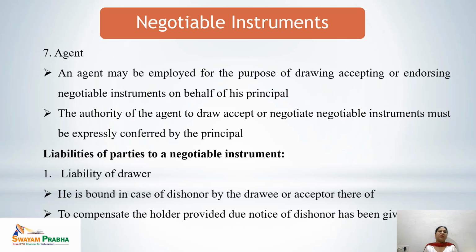Next, let's discuss the liabilities of parties to a negotiable instrument. Firstly, we will discuss the liability of the drawer. The drawer is a person who draws the bill. So, he is bound, in case of dishonor by the drawee or acceptor thereof, to compensate the holder, provided due notice of dishonor has been given. So it is a must condition that the drawer must receive the notice of dishonor. If the notice is not given to the drawer regarding the dishonor of the instrument, the drawer would not remain liable.